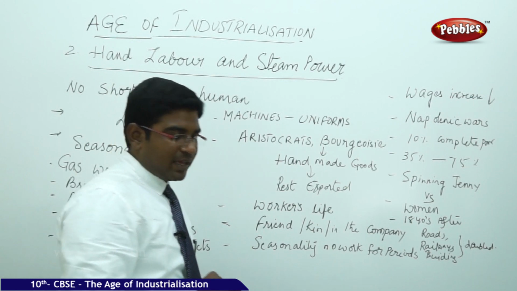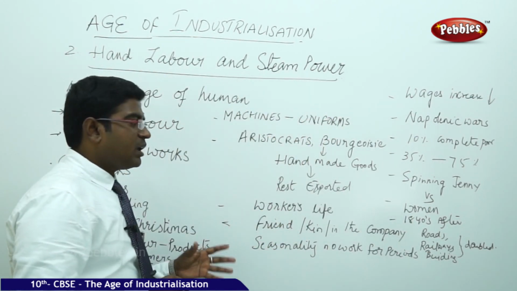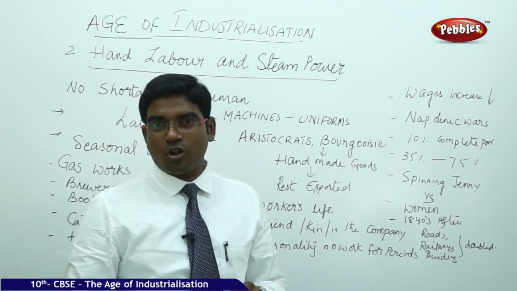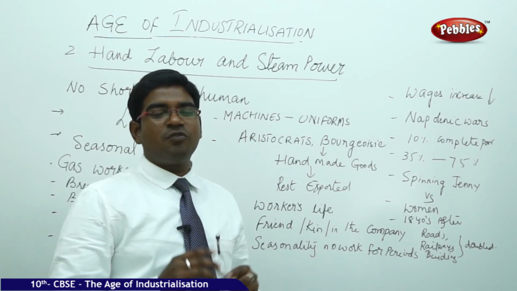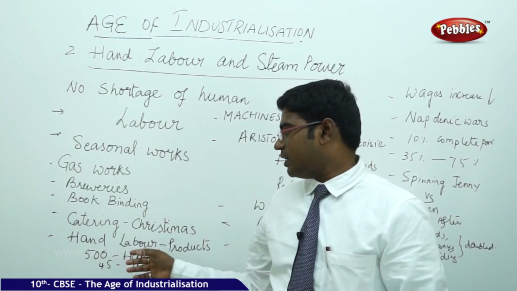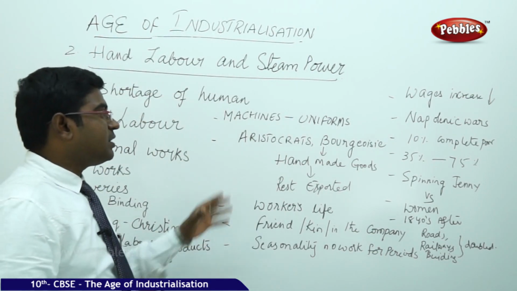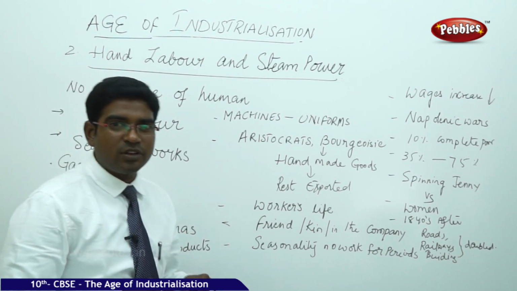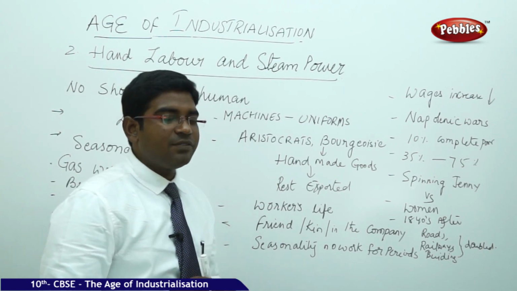The worker's life was really very miserable during this period, and he could not find a job unless he had a friend or a kin who was working in the factory or the industry. Seasonal unemployment means the work will be only for a few months or a few days, and for the rest of the time he would be unemployed. So a wage increase was a difficult task for them, because finding a wage itself was very difficult during that time, and so the life of the workers was really very miserable.